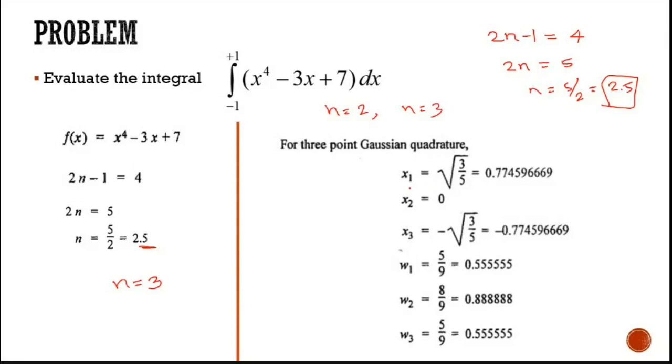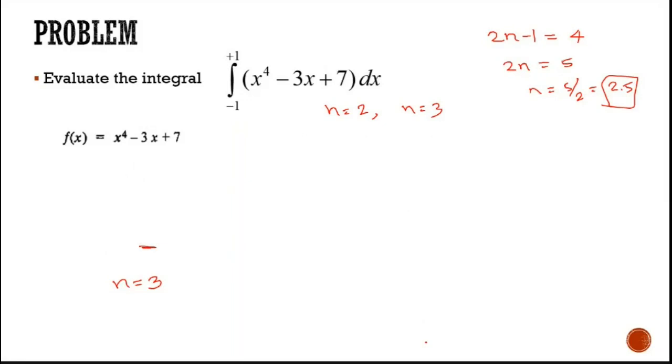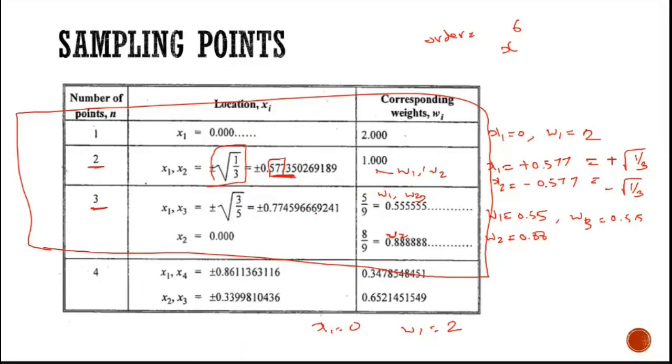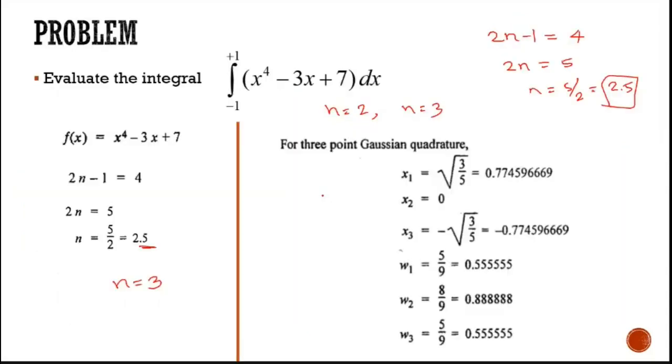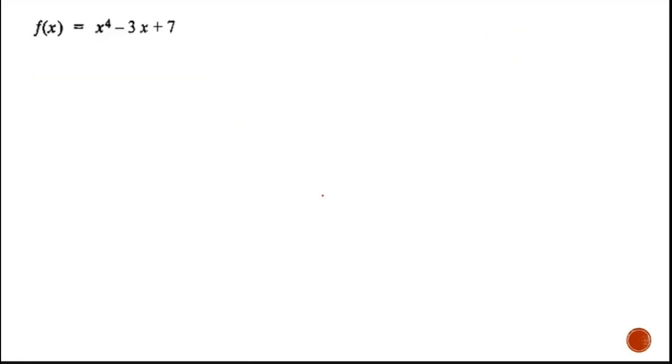For n is equal to 3, it is a 3-point quadrature. So what is my x1? x1 is root 3 by 5, x2 is 0, x3 is minus root 3 by 5. Similarly w1 is 5 by 9, w2 is 8 by 9, and w3 is 5 by 9, as we discussed in the tabulation. Now I am going to multiply these accordingly. What is my f of x? My f of x is x^4 minus 3x plus 7. So the formula will be like this.